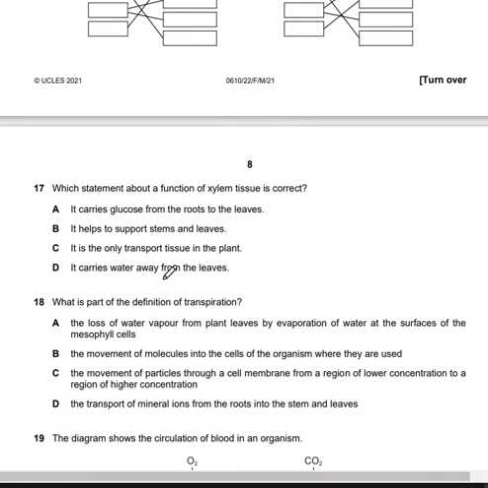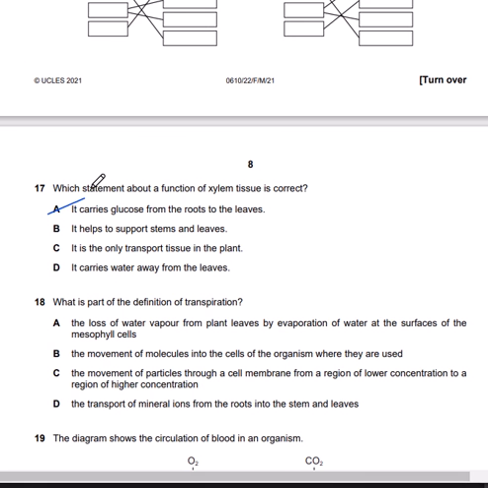Which statement about the function of xylem tissues is correct? A. It carries glucose from the roots to the leaves. Xylem vessels only carry water and minerals. It helps to support the stems and leaves. That's actually correct. It only transports in the tissues of the plant. It carries water away from the leaves. That's not correct, so that actually leaves you with B.